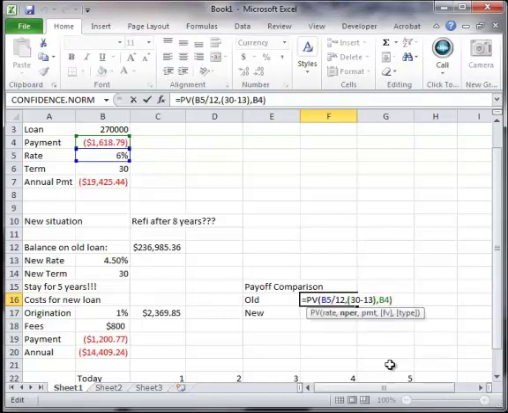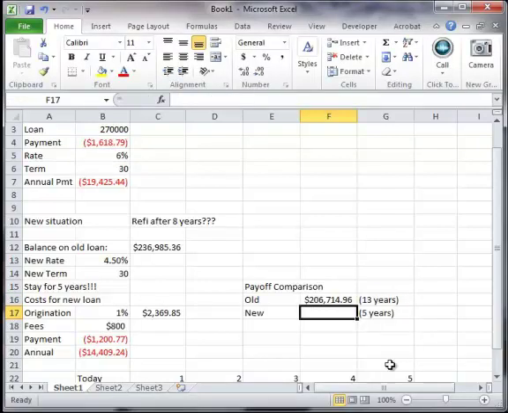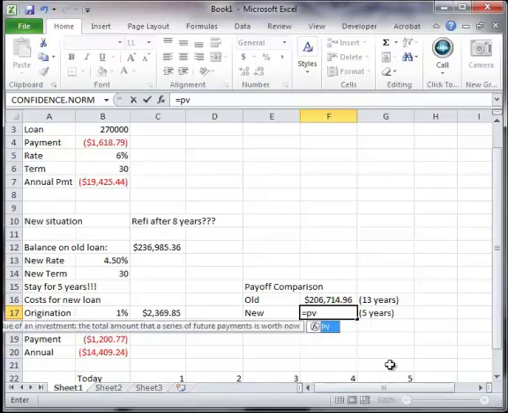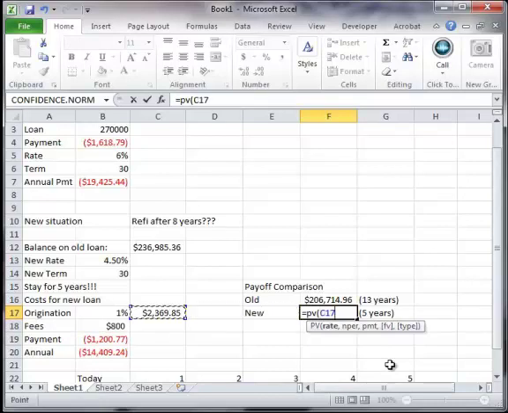Oops, I forgot to multiply that by 12, so we have to put 30 minus 13 times 12, which is going to give us our number of months. If I had done it the other way, it would have been years, and that's why we had such a low number. So our payoff on the old loan after 13 years is 206, and now we just need to do the same thing for the new loan. That's going to be equals the present value, and then we're going to pull in the new rate, 4.5, and divide that by 12. And we're not going to forget it this time.